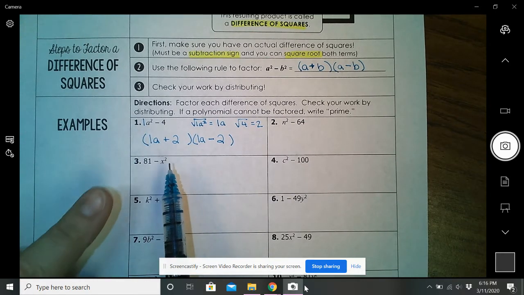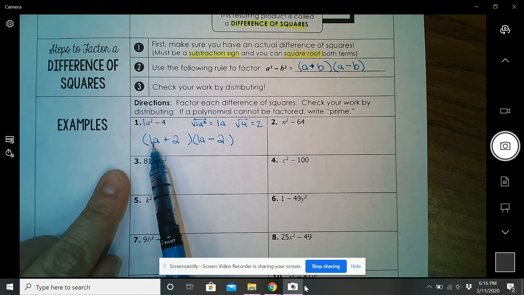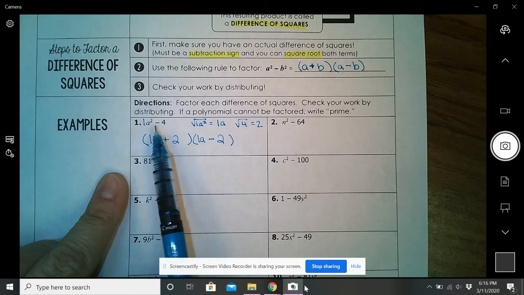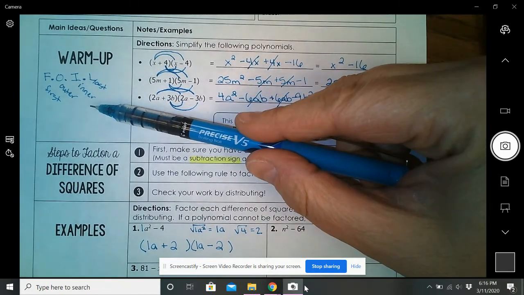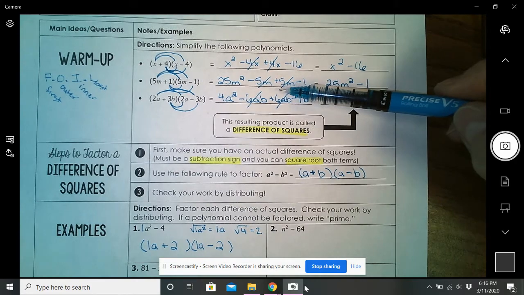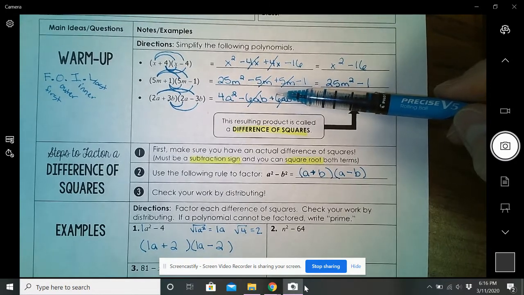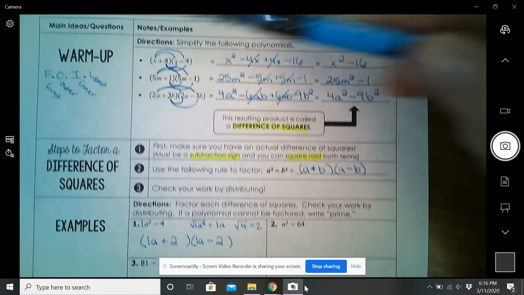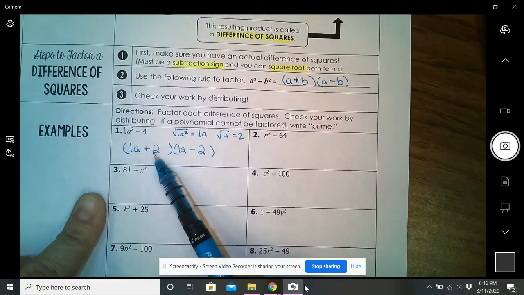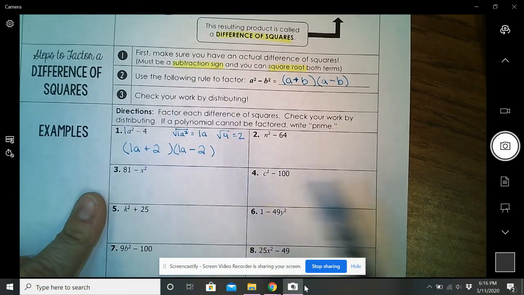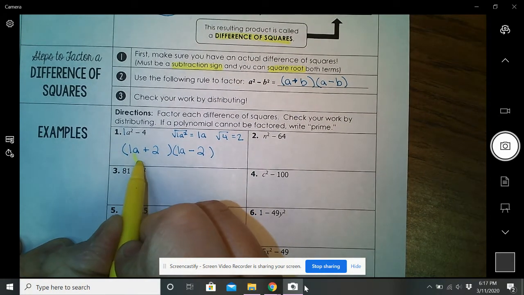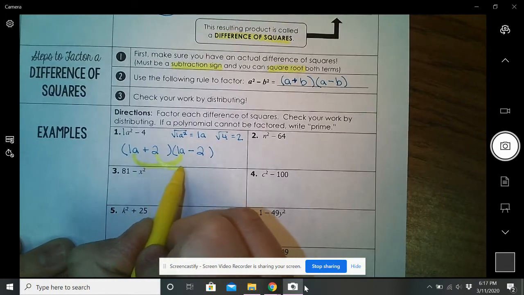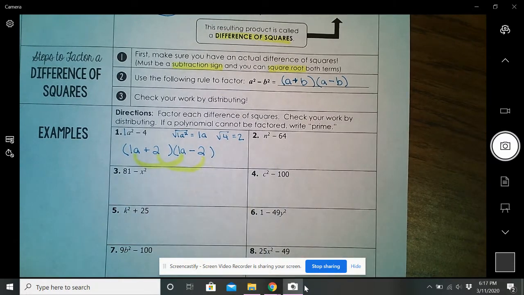So now let's go through and distribute. 1 times 1 is 1. A times a is a squared. We know from our warm-up that all the outer and inner multiplications are going to cancel out. So now I'm going to check my final part by just doing the last two terms. 2 times negative 2 is negative 4. So to check your work, you can really multiply the first two and multiply the last two, as long as you're following the pattern.